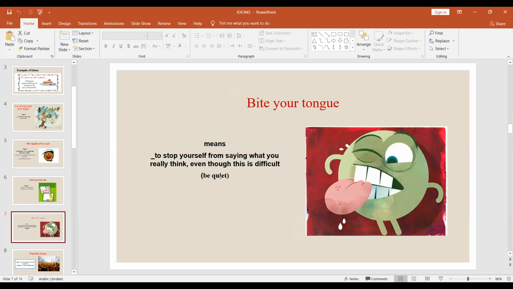Bite your tongue. If you bite your tongue, you don't say something that you would like to say. For example, I wanted to argue, but I had to bite my tongue. That means you stopped yourself from saying something because you know it would not be sensible to say. And that's very difficult.